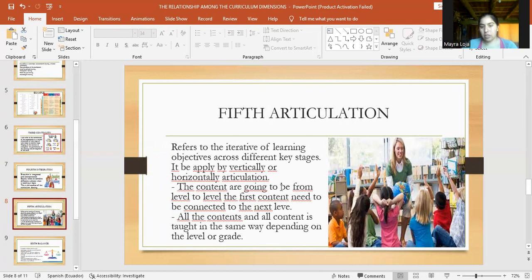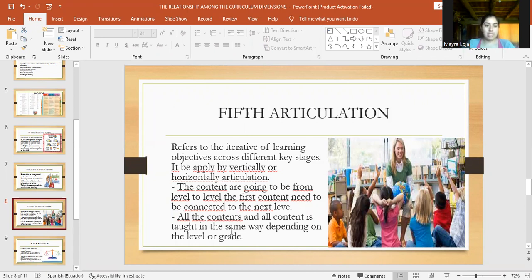And horizontal articulation is another important key stage, because in this case the students, depending on the level, are going to learn the same topics, and the materials and methodologies can change, but the topics are going to be the same all the time. For example, if the students in the first grade learn about colors, the body, and animals, and then pass to another grade, the students who came before them are going to learn the same things about colors, pets, and animals. The topics are going to be the same.